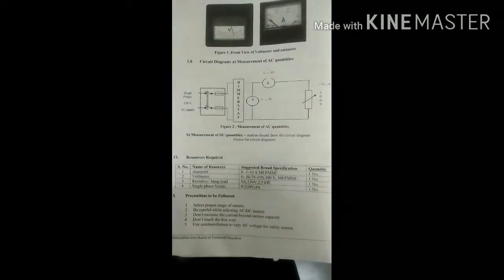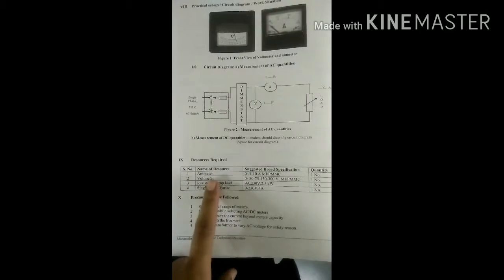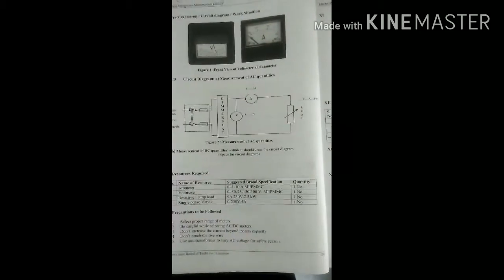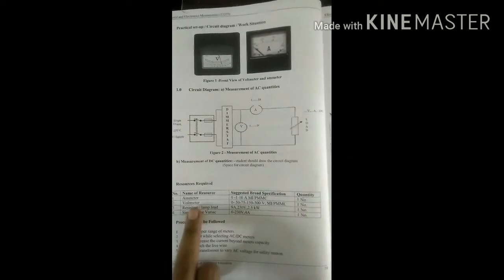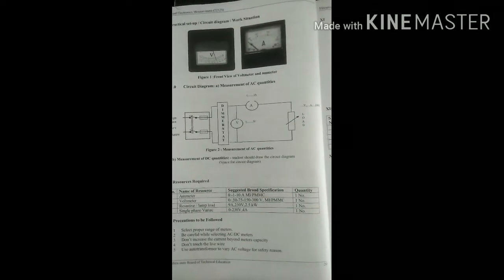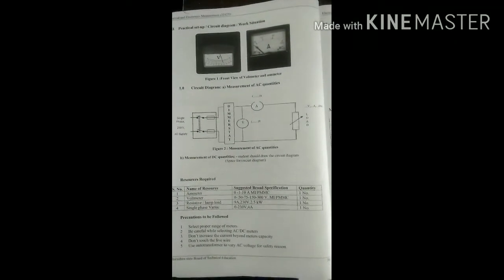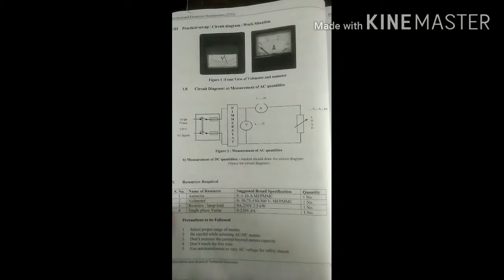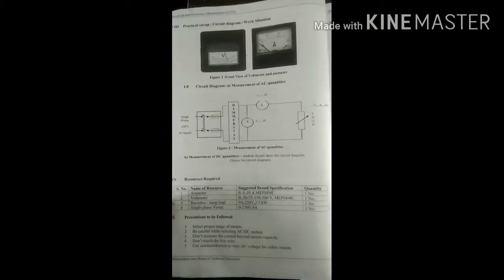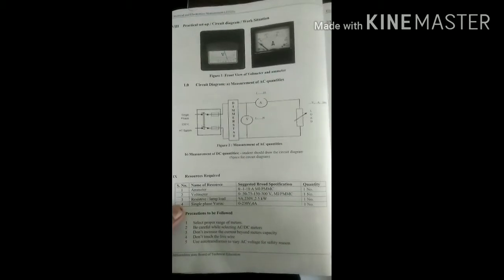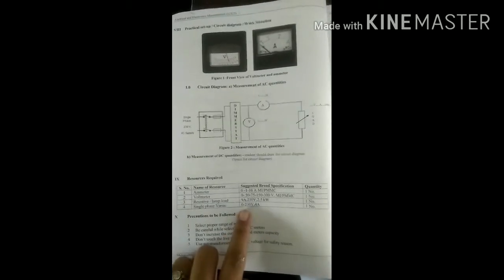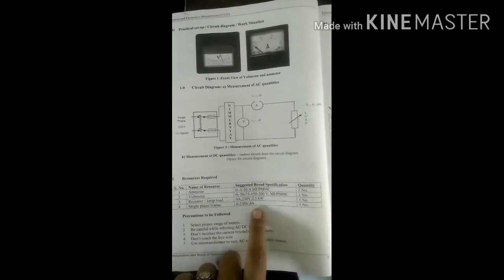Next are the resources used. For this practical we need one ammeter, for which you can use a range of 0 to 10 ampere. Next is a voltmeter, for which you can select the range as 0 to 50, 0 to 75, 0 to 150 or 0 to 300 volt. Next is a resistive or lamp load, and fourth is a single phase variac, which is of 0 to 230 volt, 4 ampere.